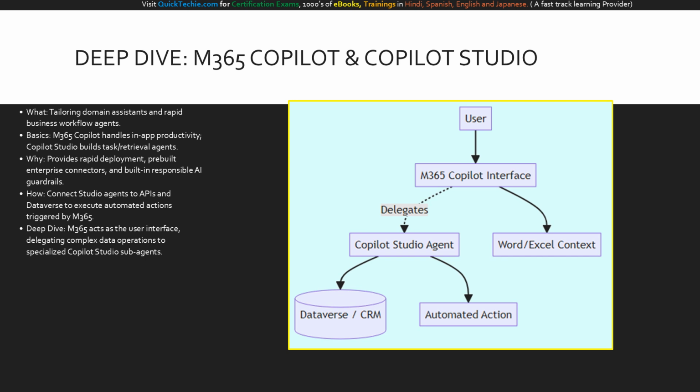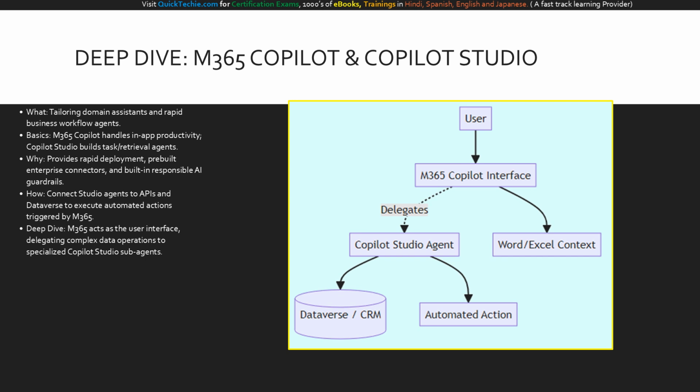Why rely on these? Because they offer rapid iteration. Copilot Studio comes with pre-built connectors and out-of-the-box responsible AI guardrails, meaning you can deploy safely and quickly. How do we do it? We connect Studio agents to enterprise data using Power Platform connectors, turning them into highly effective retrieval or task agents.